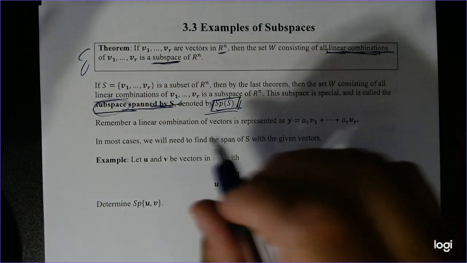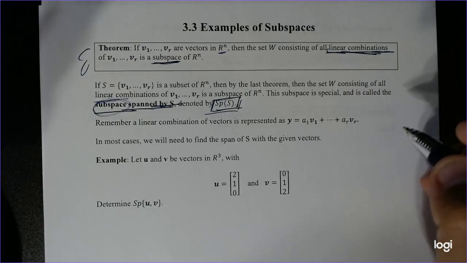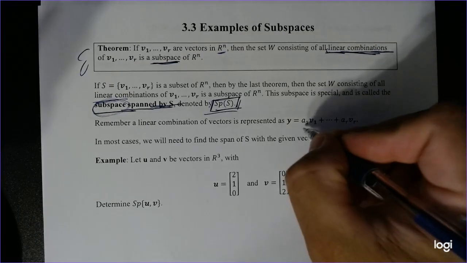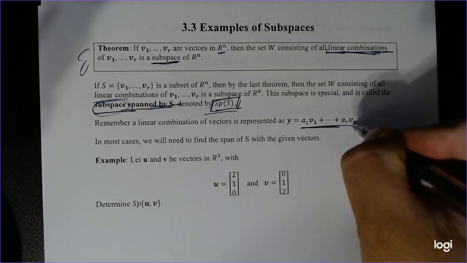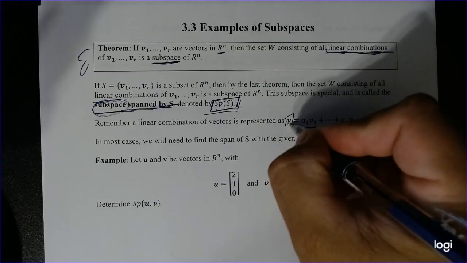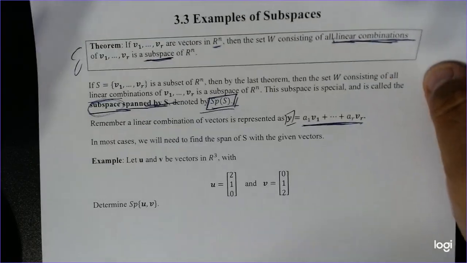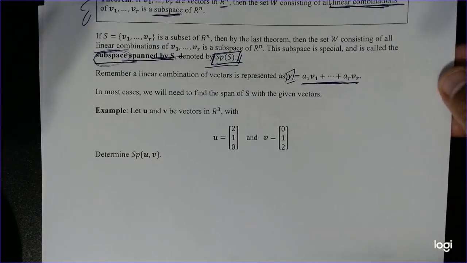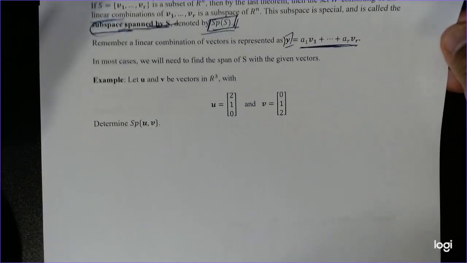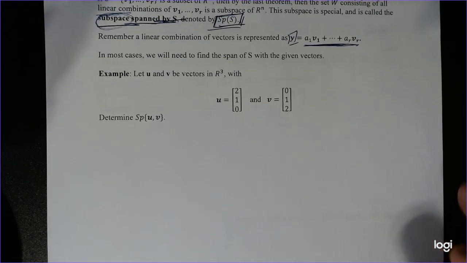Now, a quick reminder of what represents a linear combination. Given any vectors v1 through vr, it's a linear combination of another, arbitrary vector itself. In most cases, all we need to do is find the span, and then it's pretty much it. But you'll see how we do that later on as well. For now, it's just a simple little example. Let u, v be vectors in R3. We want to determine the span of u, v.